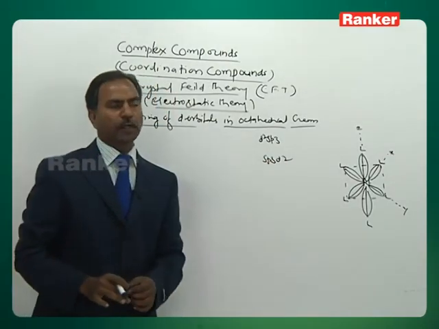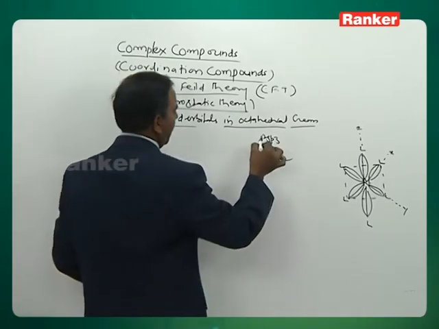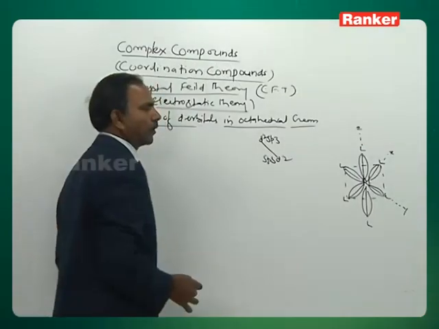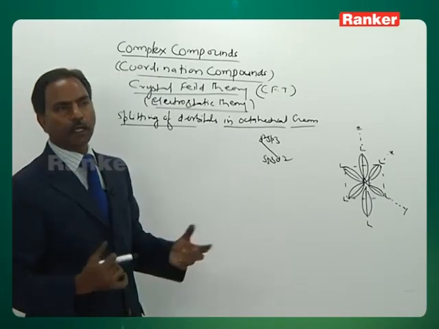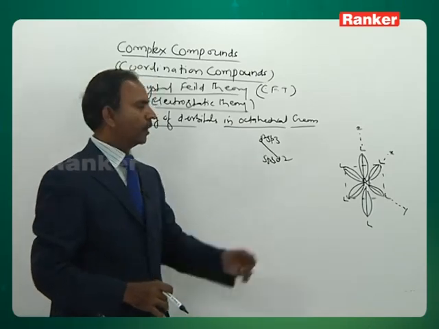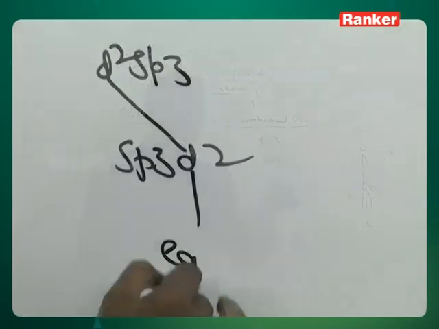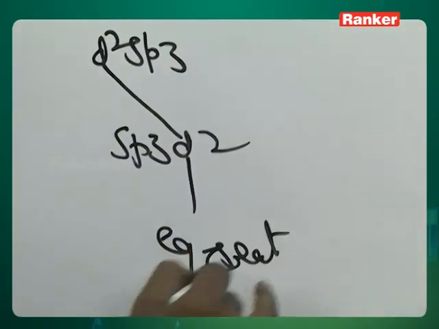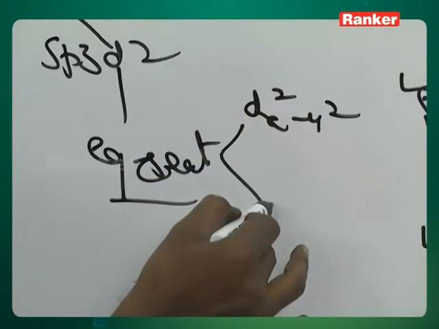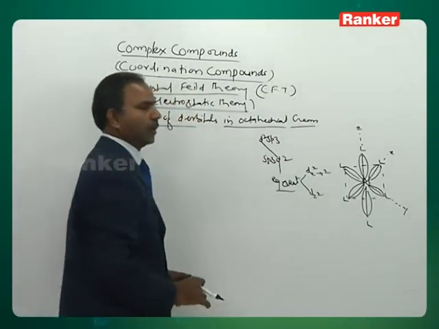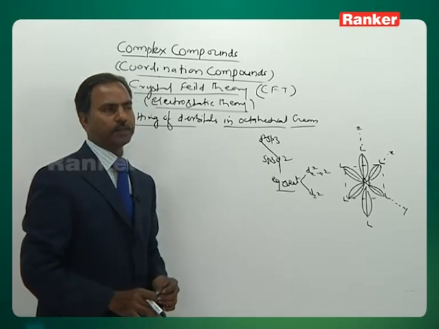In octahedral geometry, the possible hybridization is d2sp3 or sp3d2. Whatever it may be, either inner orbital complex or outer orbital complex, two d orbitals are participating in bonding or hybridization. These two d orbitals are the eg set of orbitals. Remember, the eg set means dx2-y2 and dz2. These two d orbitals are participating.